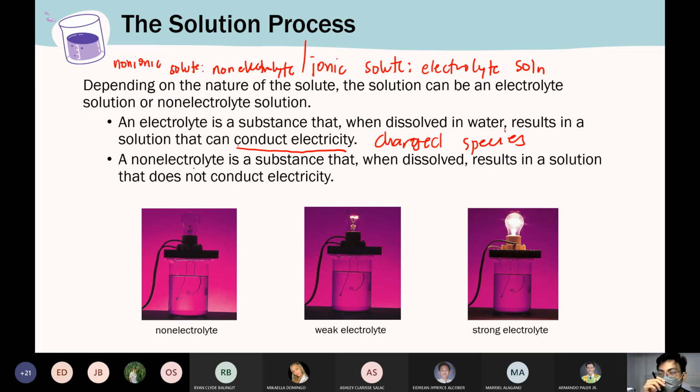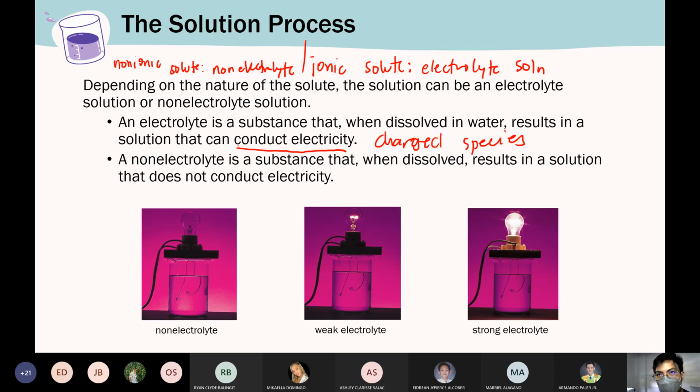Okay? So, did you know that yung ating water, it really doesn't conduct electricity? Especially the purified water. Hindi siya nagko-conduct ng electricity. However, upon addition of salt, doon na siya nagko-conduct ng electricity.